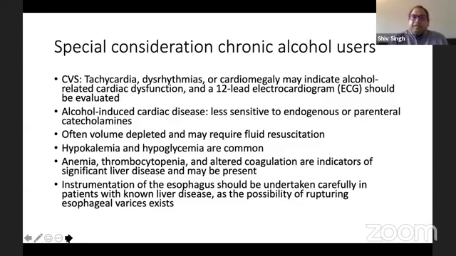These patients can also present with anemia, thrombocytopenia, and altered coagulation, but if these are present, they usually indicate significant liver disease. Anemia can be because of nutritional deficiencies, but if thrombocytopenia and altered coagulation are present, this indicates a severe liver disease secondary to alcohol abuse. If patients have significant liver disease, they can develop portal hypertension and then esophageal varices. So you need to be careful while putting in an NG tube or a transesophageal echocardiogram probe, if you're planning for that.